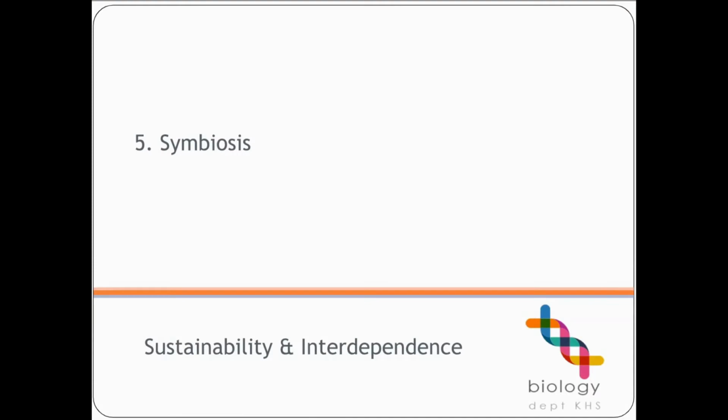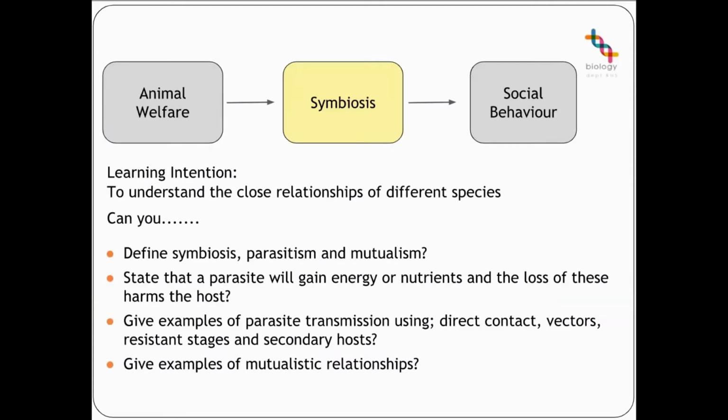Welcome to this lesson for Higher Biology. We are in Unit 3, Sustainability and Interdependence, and this is Key Area 5, Symbiosis. Before this, we were having a wee look at animal welfare, and we're now going to move on to look at symbiosis, which is essentially a close relationship between different species.